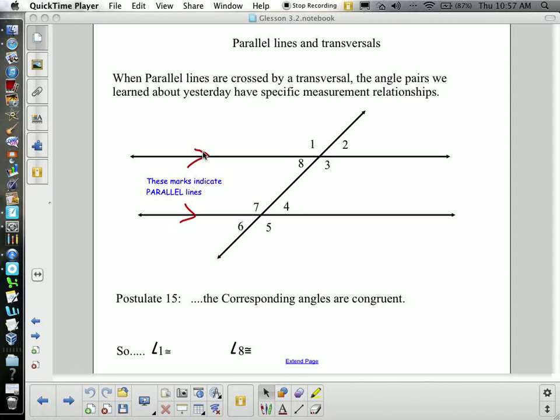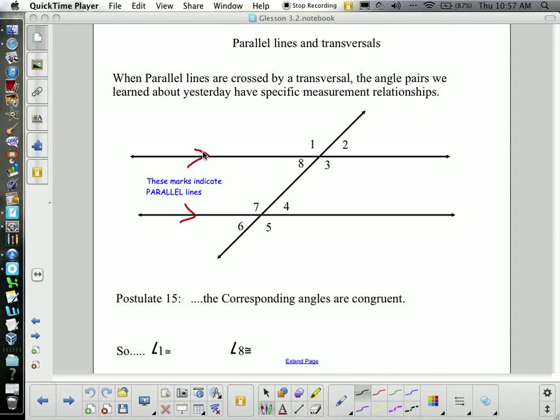Now, we aren't just going to go by common sense. We're going to actually prove it to you today, so you don't have to just take my word for it. But we do start with a postulate, which is not a proven statement. Postulate 15 says, if parallel lines are crossed by a transversal, then the corresponding angles are congruent. It's called the corresponding angles postulate.